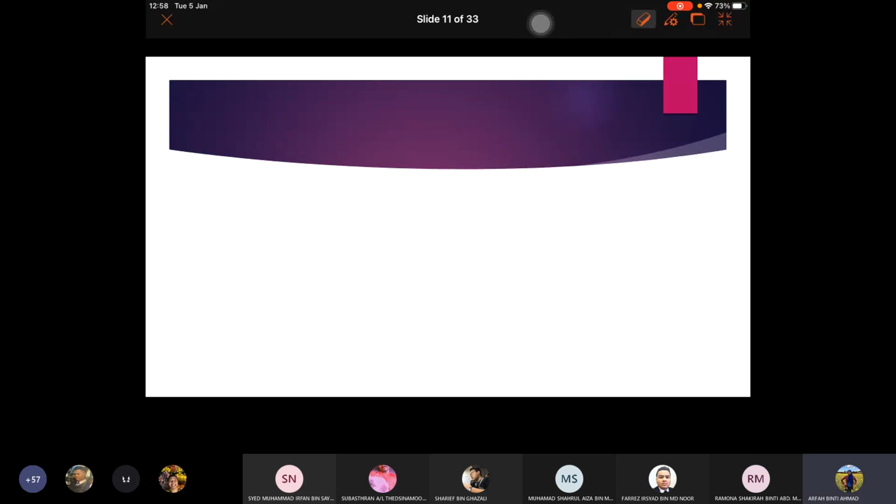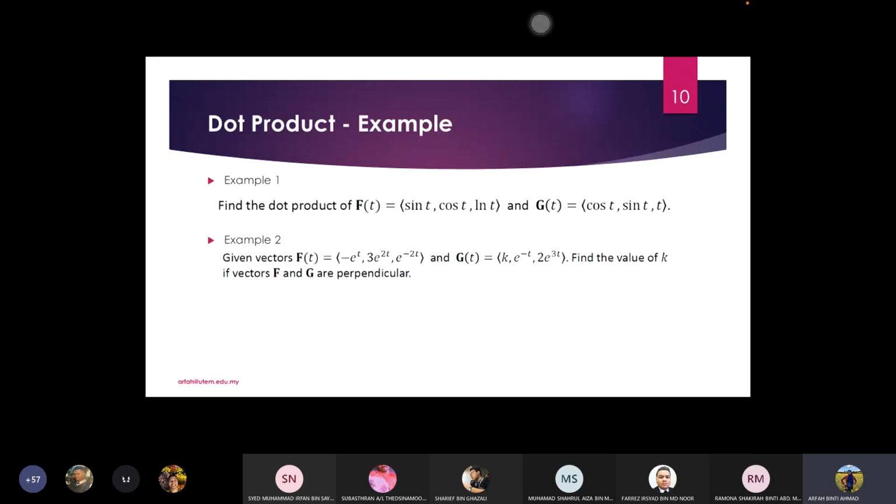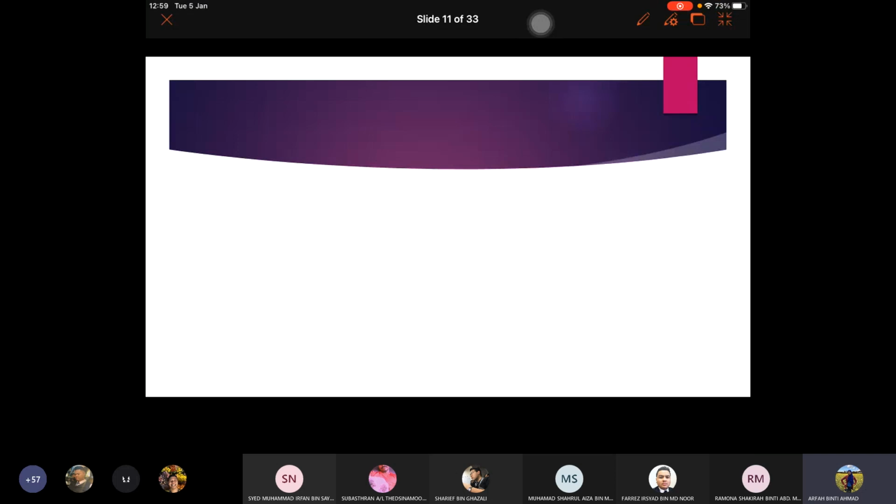So tengok soalan kedua. Soalan kedua dia cakap, given vector f equal to exponential negative t, 3 exponential 2t, exponential negative 2t, and g t sama dengan k i exponential negative t i, 2 exponential 3t j. So find the value of k if vector f and g are perpendicular. So perpendicular maksud dia apa? So if f dan g perpendicular, meaning that the dot product will be having the value of equal to 0.